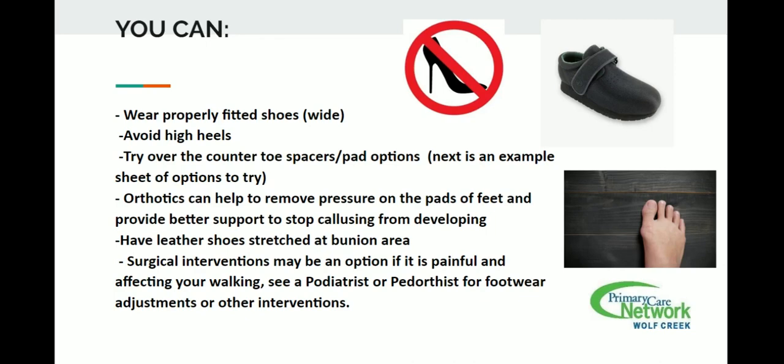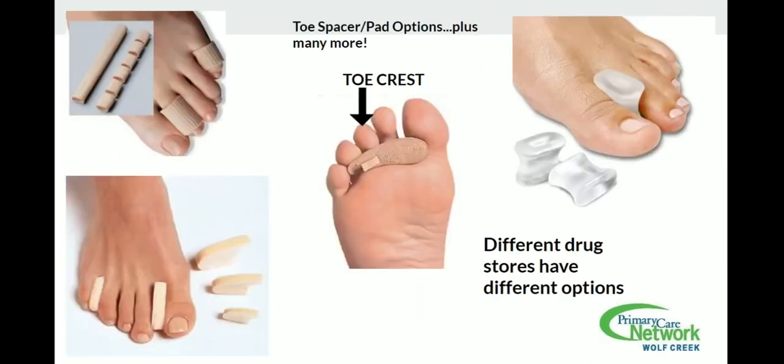You can try over-the-counter toe spacers and pad options, okay? Orthotics can help to remove pressure on the pads of the foot and provide better support to stop the callousing from developing. You can have leather shoes stretched at the bunion area. Surgical interventions may also be an option if it's painful and affecting the way you're walking. You definitely do want to see a podiatrist or a podorthist for footwear adjustments or other interventions. So here's that same slide we looked at before with the toe spacer pad options.